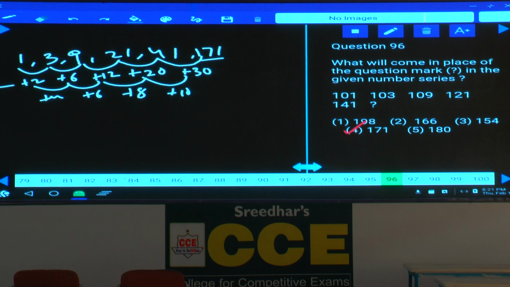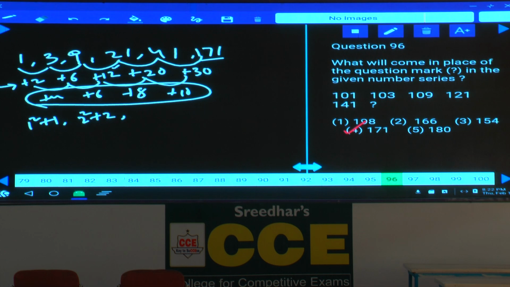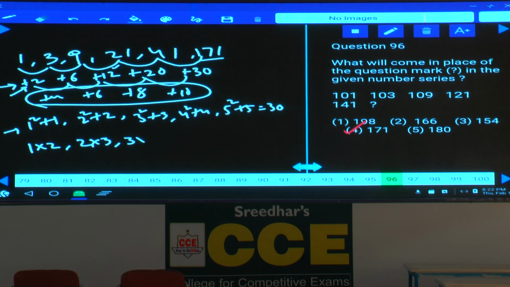Now these 2, 6, 12, 20, 30 can be handled either by going for the difference between these numbers, or 2 can be written as 1 square plus 1, 6 as 2 square plus 2, 12 as 3 square plus 3, 20 as 4 square plus 4, and the next one must be 5 square plus 5, which is 30. Or else 2 can be written as 1 into 2, 6 as 2 into 3, 12 as 3 into 4, 4 into 5 is 20, next one 5 into 6, 30, then also you will get the same. It need not necessarily always be difference. Either way you will get the answer, 96.